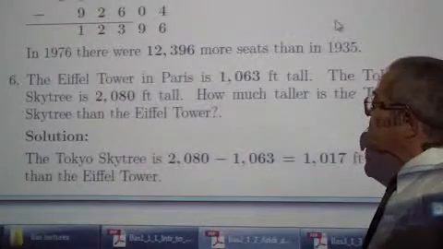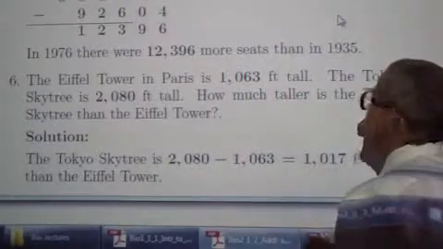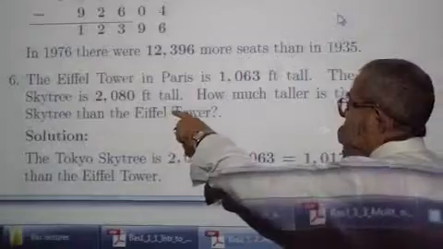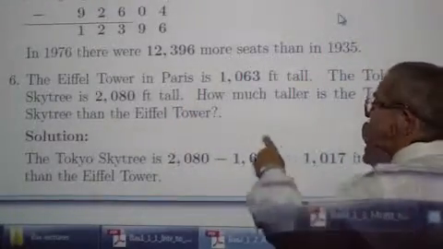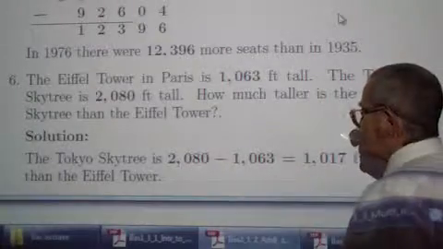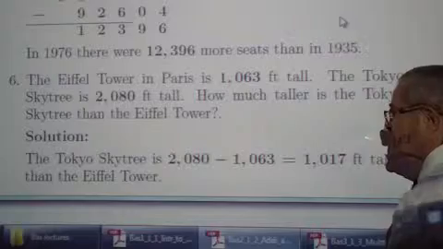In the Eiffel Tower problem, it is 1,063 feet tall. The Sky Tree in Tokyo is 2,080 feet tall. How much taller is the Tokyo Sky Tree than the Eiffel Tower? You subtract the two numbers, and you're supposed to get 1,017.